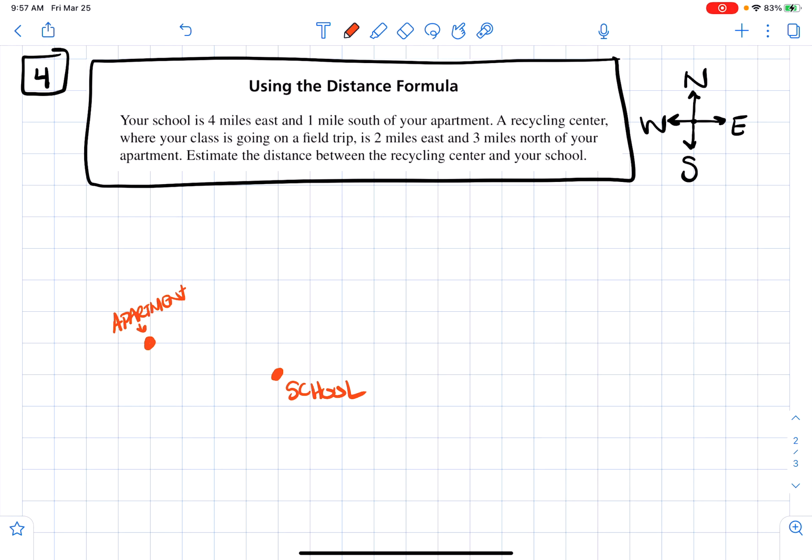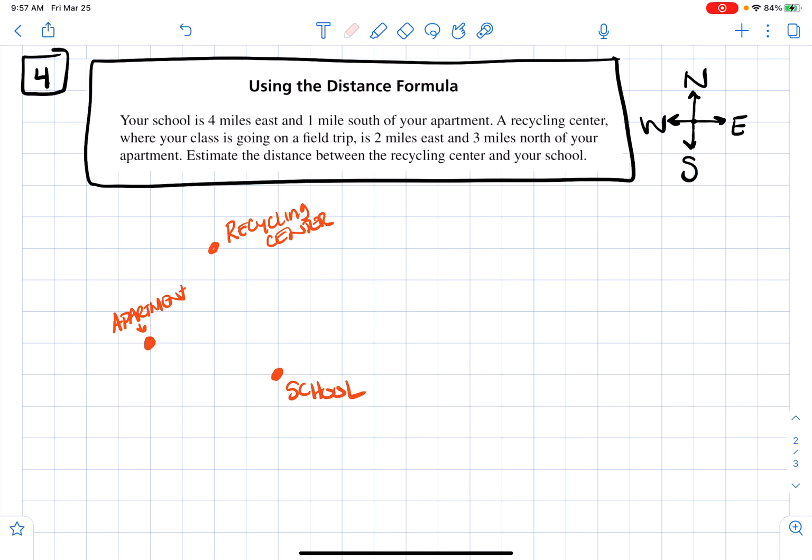And then it says you're going on a field trip and the recycling center is 2 miles east and 3 miles north from your apartment. So 2 miles east would be that way and 3 miles north would be this way over here. So 2 miles east, 1, 2, and 3 miles north. So here is the recycling center. All right, and the question is, estimate the distance between the recycling center and your school.